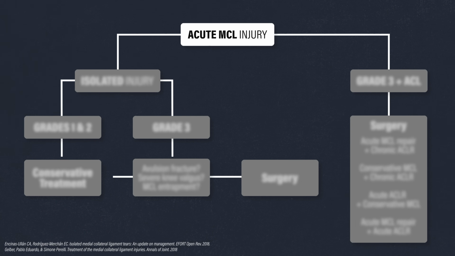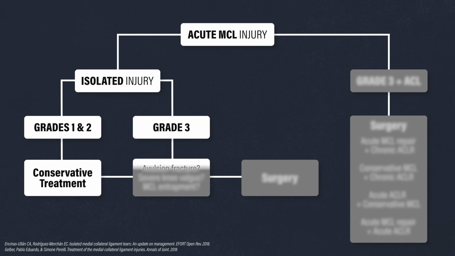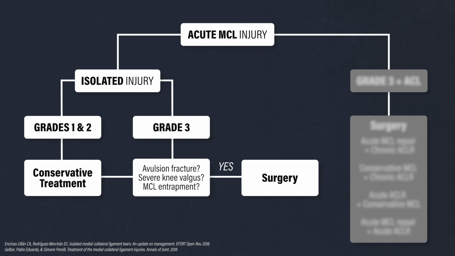Regardless of the severity of your injury, an isolated MCL injury can often be treated non-operatively due to its high intrinsic healing potential. Here's an algorithm for the management of acute MCL injuries. For isolated MCL sprains, conservative treatment is the consensus across the literature for grades 1 and 2. For a grade 3 injury, surgery may be considered if there's an avulsion fracture, severe knee valgus alignment, or MCL entrapment. Otherwise, non-operative management is typically recommended.